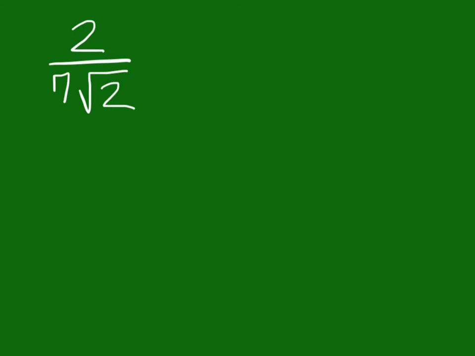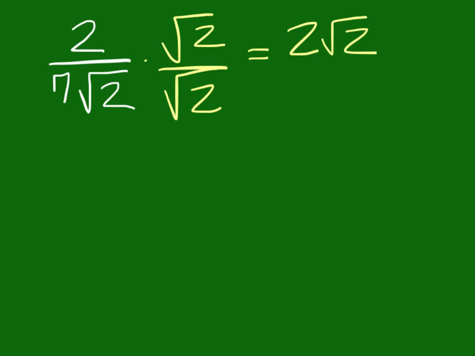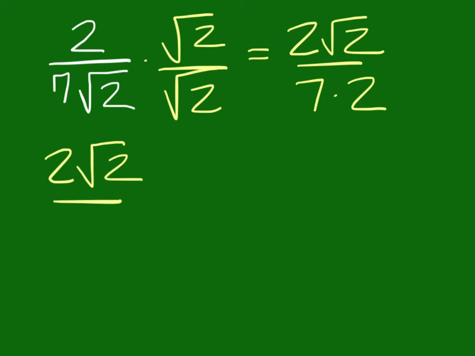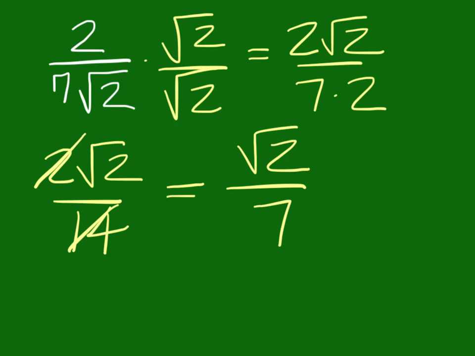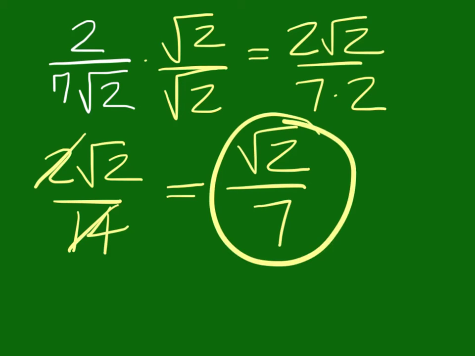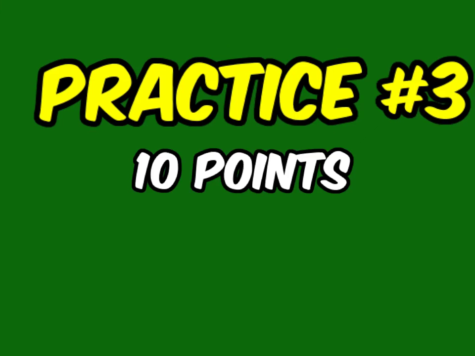This one you just have to multiply the top and the bottom by square root of 2, and come up with 2 square root of 2 over 7 times 2. So that's 2 square root of 2 over 14, and of course your 2 and 14 can cancel to 1 over 7. So square root of 2 over 7 would be the final answer.